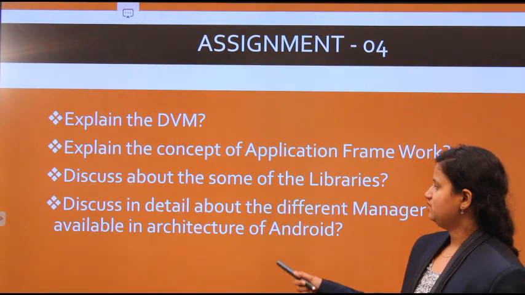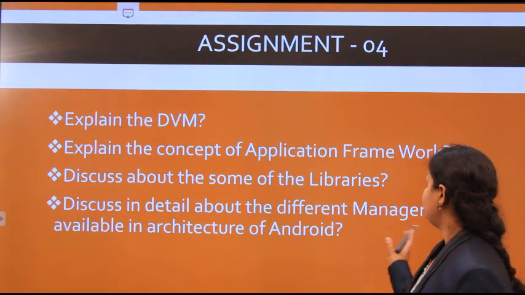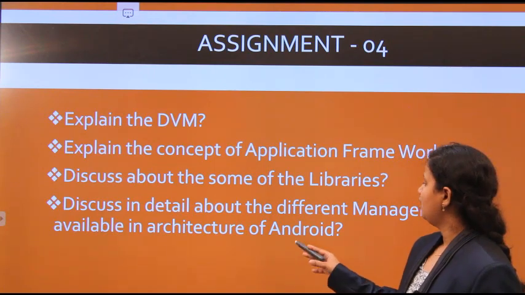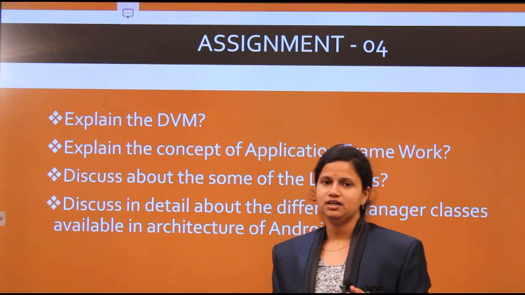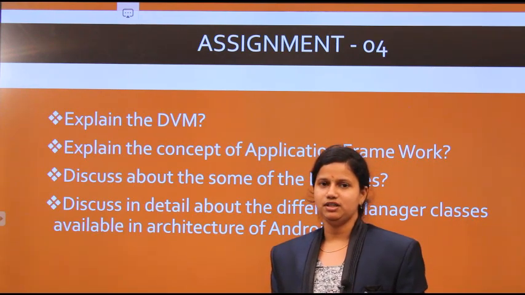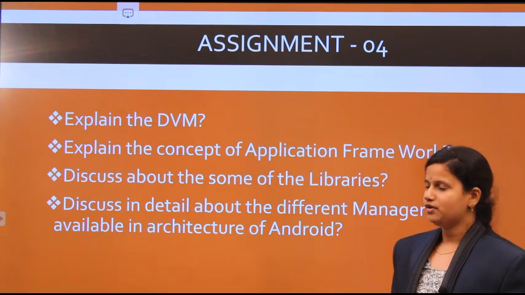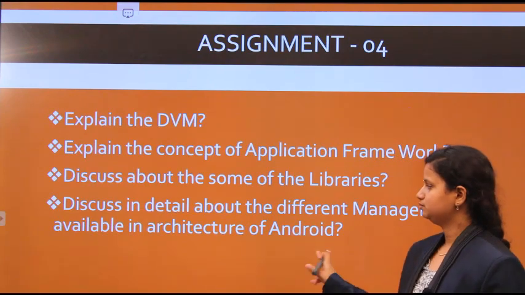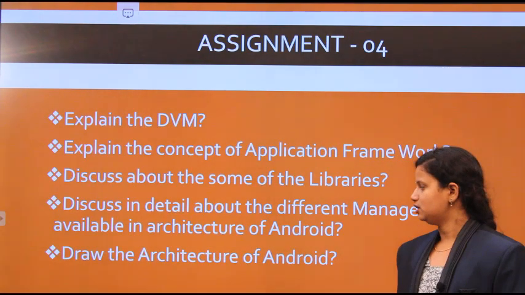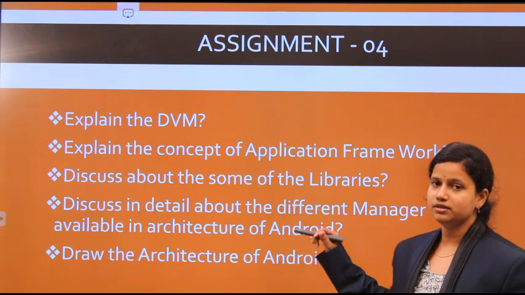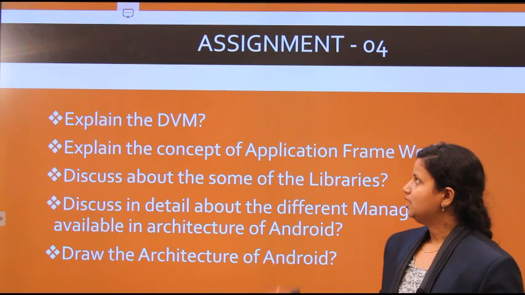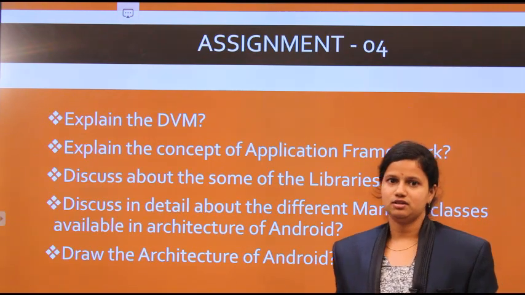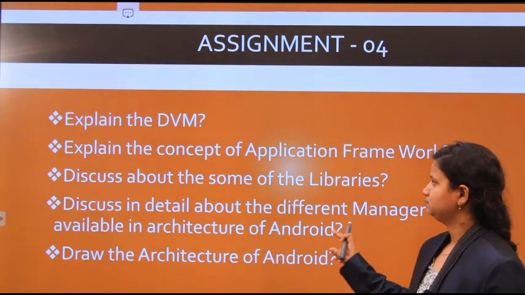And the next one is: discuss in detail the different manager classes available in the architecture of Android. The manager classes are already available in the application framework. From that, list out any 5. And the next one is: draw the architecture of Android. The architecture of Android is the most important thing, so we have to draw this architecture. These are the assignment questions for the architecture of Android.